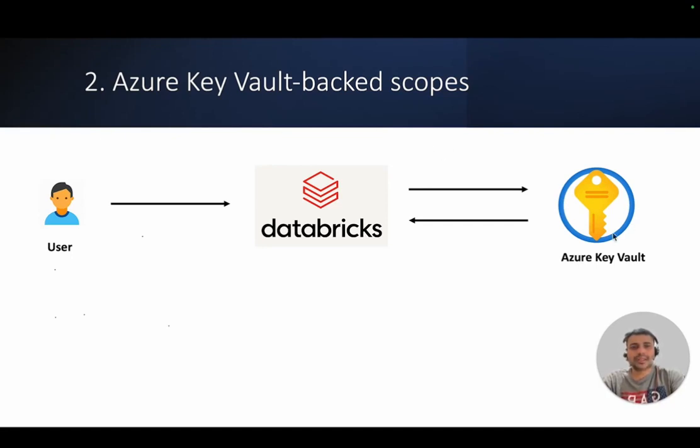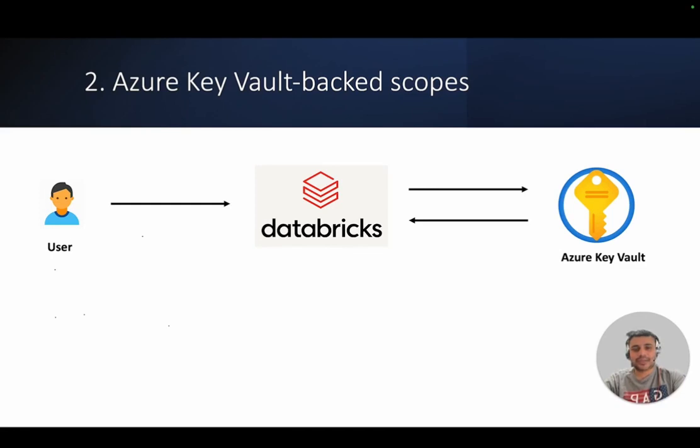To manage secrets in Azure Key Vault, we need to use either the Azure Portal or there is a REST API called the Secrets API. Since an Azure Key Vault-backed scope is a read-only interface to the Azure Key Vault, put secret and delete secret operations in the Secrets API are not allowed. This is a brief overview of the Azure Key Vault-backed scope.